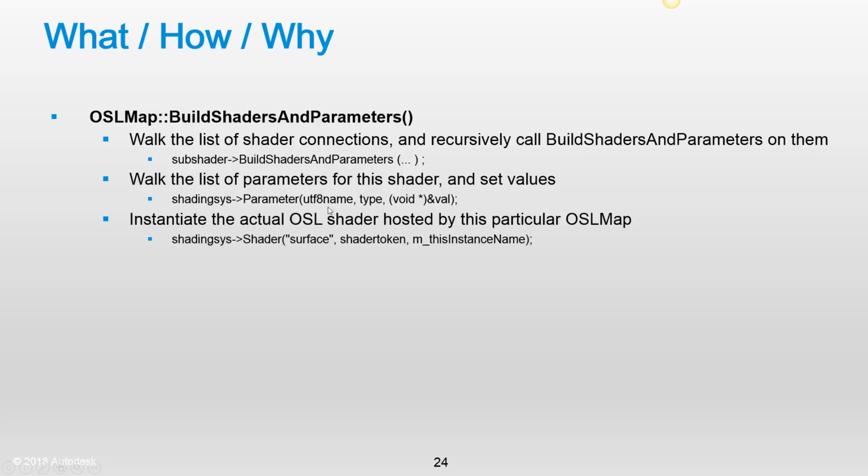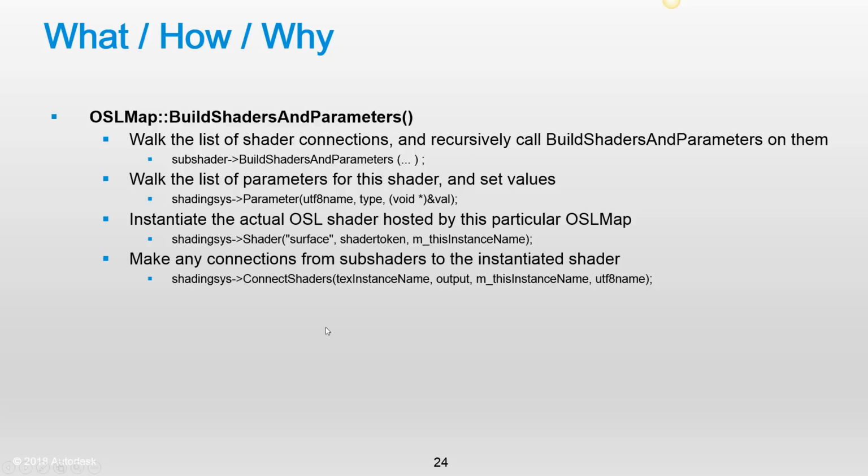I know this is a little backwards, but it's the way you do it in OSL. You say parameter, parameter, parameter, parameter, shader. That's what actually puts in the shader and assigns the parameters you just listed before it. It's a little backwards to me. I actually thought the API would make more sense if you say, make a shader and then set parameters to it, but that's just the way it is. Then of course we make any connections from the subshaders that we prepared up here to our shader, which we are in right now.